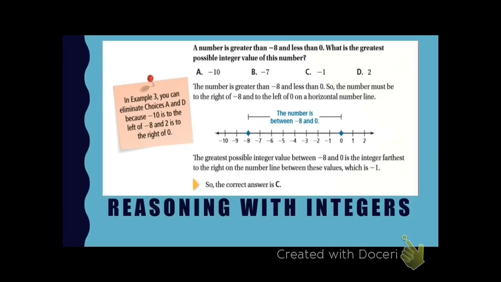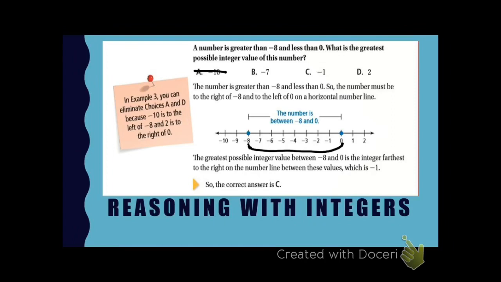All right, let's look at this. They call it reasoning with integers or thinking it through. It says a number is greater than -8 and less than 0. What is the greatest possible integer value of this number? Okay, so they took a number line and they went ahead and they marked -8 and they marked their 0. We need to find the greatest integer between -8 and 0. So when I look at my 4 choices up here, -10 is not in this bracket. So I can get rid of that choice.